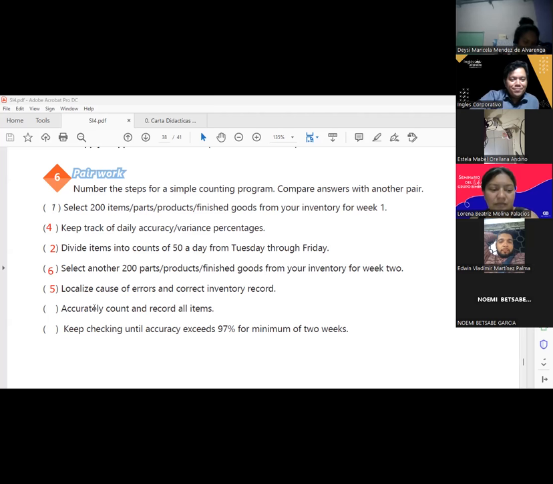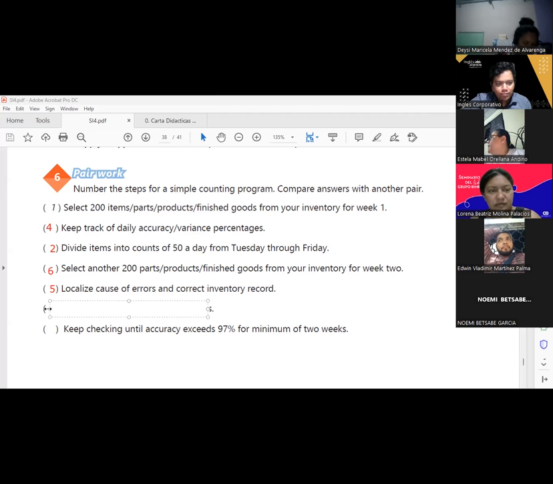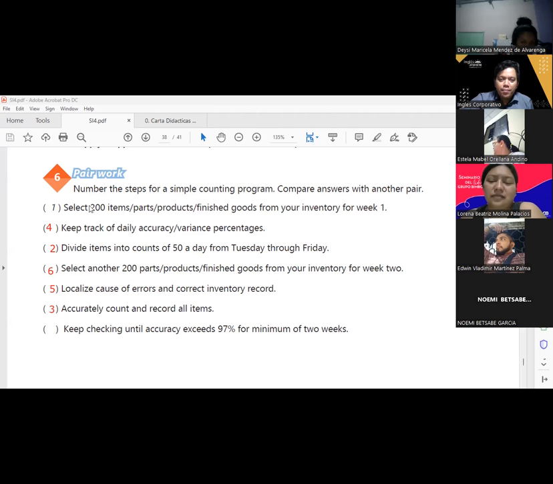Now, Jaime, help me out with the next one. Accurately hunt and record all items. Okay, which number do you think goes there, Jaime? In this case, with my classmate, we think it is number three. Number three? Do you guys agree with him? Yes, with the chains, that is number three for me too. I agree. Yes, guys, it's number three.